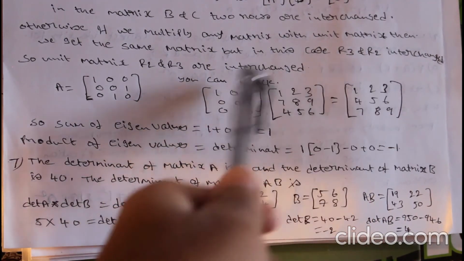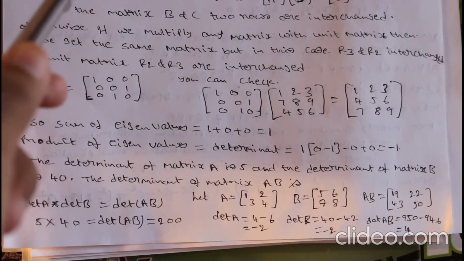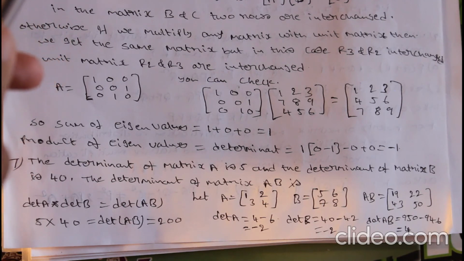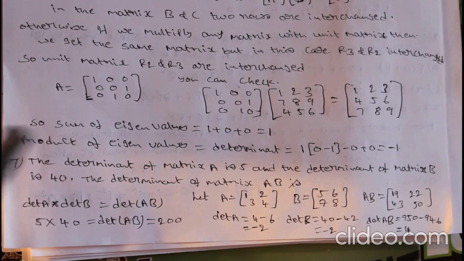See, we got the answer. This is how to solve the question. After looking at the matrix, observe the matrix carefully and try to figure out the possible solution. Now look at question number 7.